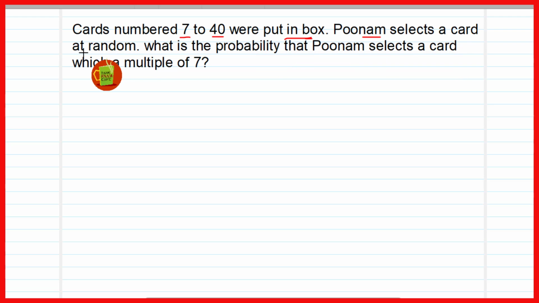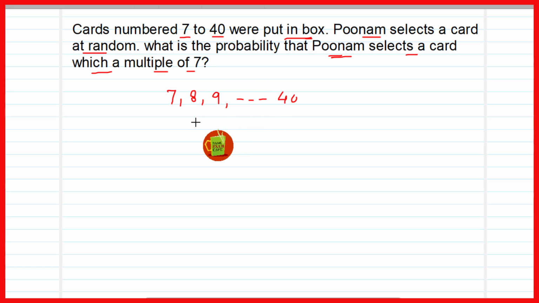Cards numbered 7 to 40 were put in a box. Poonam selects one card at random. What is the probability that Poonam selects a card which is a multiple of 7? Friends, there are the cards numbered from 7 to 40, 7, 8, 9 and so on up to 40. And Poonam selects one card at random, and it is asked what is the probability that she selects a card which is a multiple of 7.